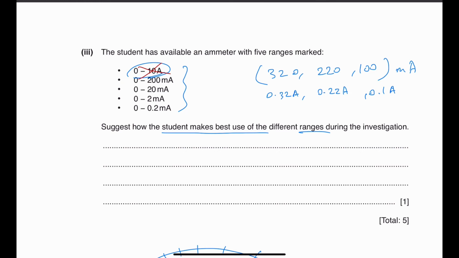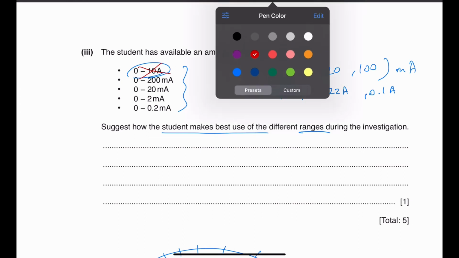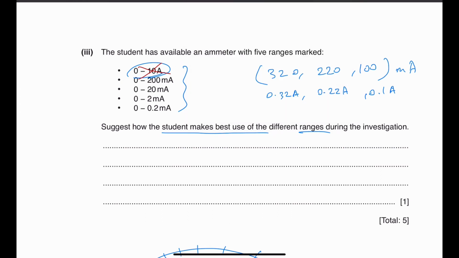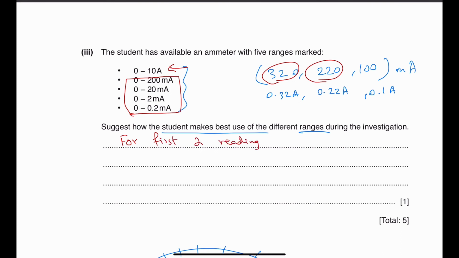I don't have any other choice, because the problem is that the values of the currents that are available to us are bigger than all of these above ranges, right? In normal situation, this range would not have been a very good idea. But if you look at the other ranges, the maximum value that they go to is 200 milliamperes, and two of our values are bigger than that. So it's impossible to use the other ranges for the first two values. So for the first two readings, his best choice is to go with 0 to 10 amperes.